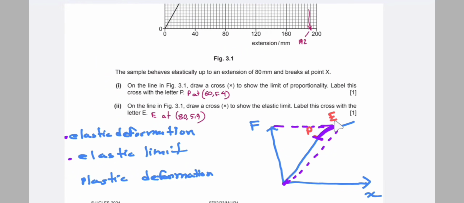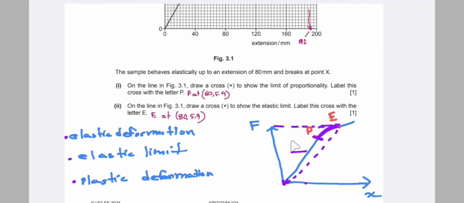So here this point is the elastic limit. That means this is the maximum force. After the elastic limit, the object has an extension like this. So this is the extension, but for the elastic limit, this is the maximum force that can be applied to the object such that the object returns to its original shape. That means an extension of 0. So the elastic limit is the maximum force that can be applied to the object such that the object returns to an extension of 0.